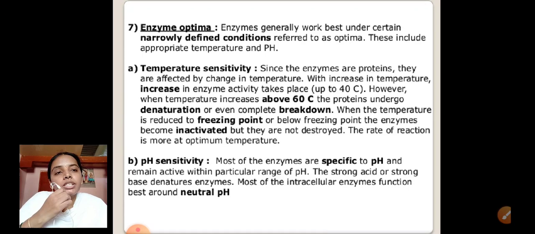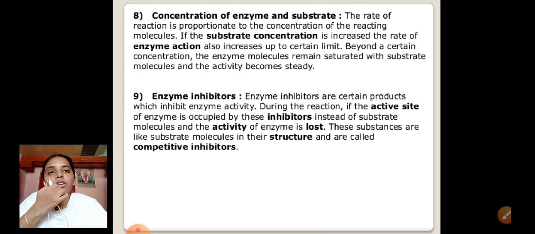They are also pH sensitive. Most enzymes are specific to pH, so they remain active within a particular range of pH. A strong acid or strong base denatures the enzyme. Most intracellular enzymes function best around neutral pH. Then, the concentration of enzyme and substrate. The rate of reaction is proportionate to the concentration of reacting molecules. If the substrate concentration is increased, the rate of enzyme action also increases.